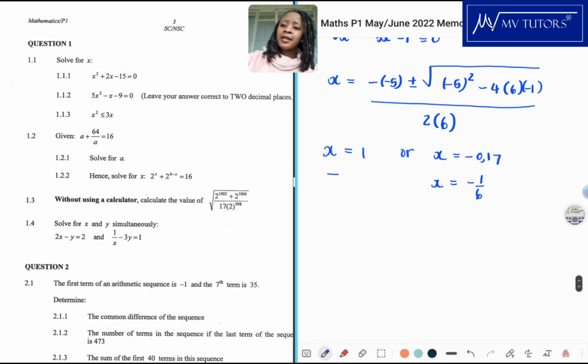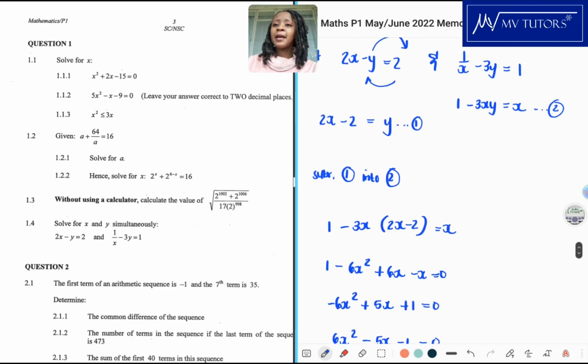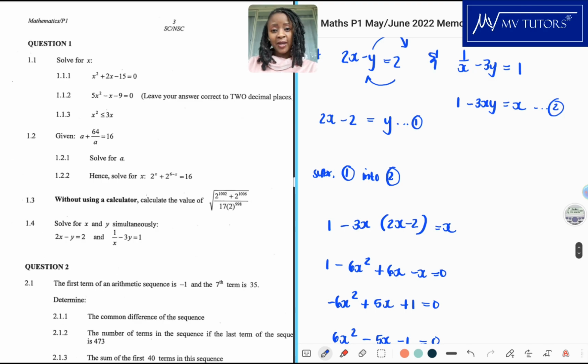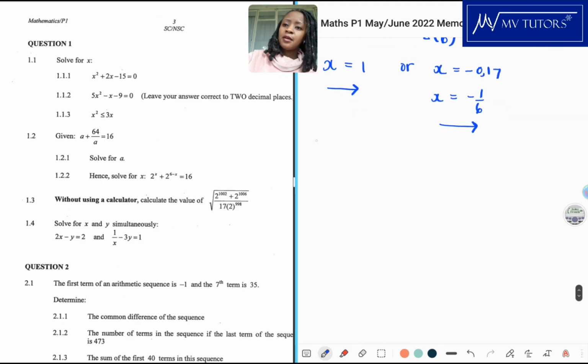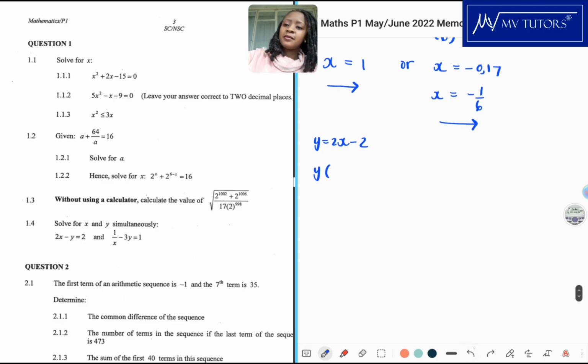So we have our two x values. X is equal to 1 and -1/6. Now we're looking for the y values. And I'm going to use my equation. Y is equal to 2x minus 2. Okay, y is equal to 2x minus 2. So if x was 1, so I'm going to say 2 times 1 minus 2. So that's just going to be 0. Okay, so y here is equal to 0.